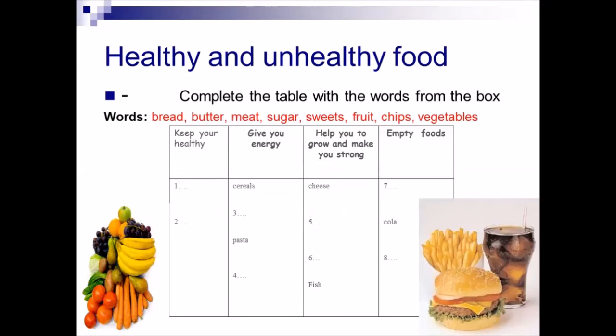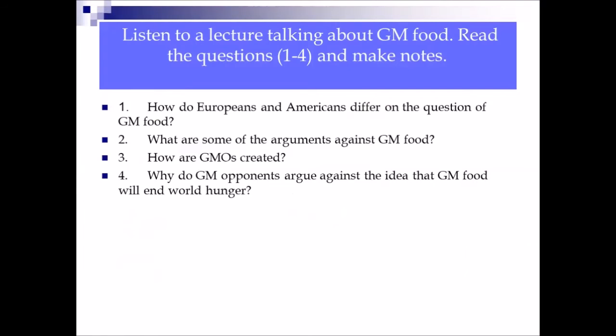You can use the techniques to develop your writing. Complete the table with the words from the book. Healthy and unhealthy food. Complete the table with the words from the book. This type of exercise allows you to develop three skills: listening, reading, writing, but also stresses the multicultural components of this topic.